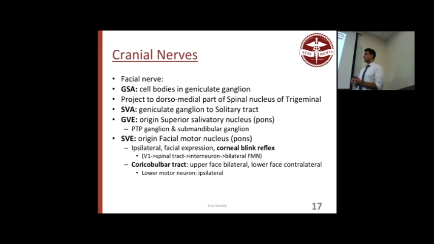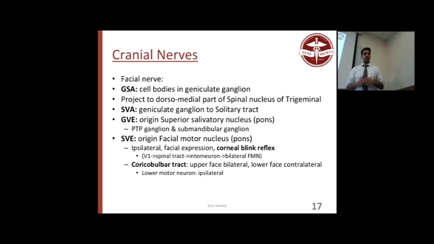General visceral afferent is going to control basically your salivary glands. So your general visceral afferent is going to start with the superior salivatory nucleus in the pons. It's going to go out and go to your glands. Which glands does the facial nerve innervate? Do you guys remember?